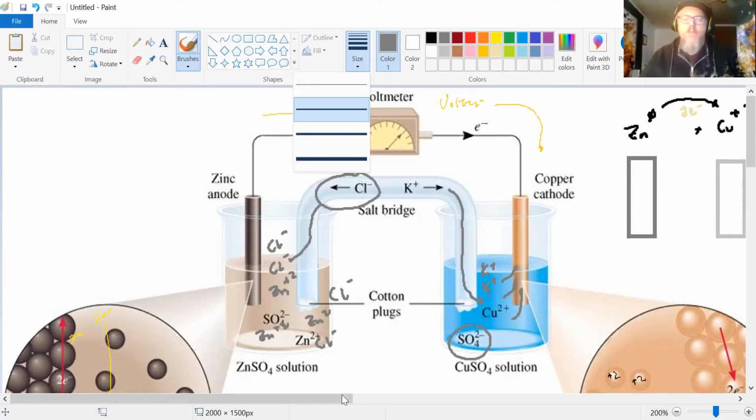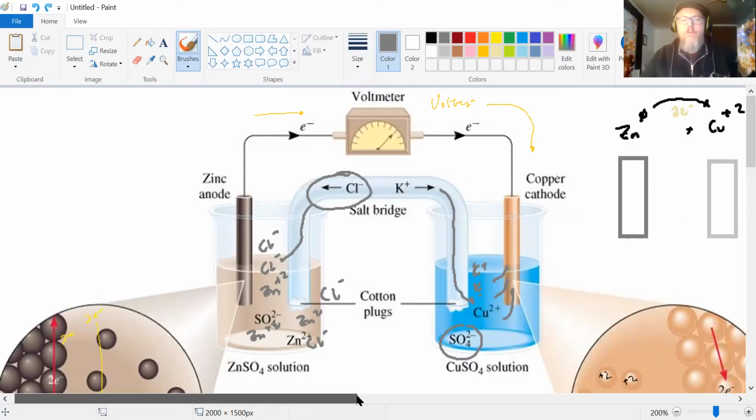Does this make a little more sense? I know you guys have been doing this stuff, and you're kind of like, well, what good is this? Obviously, this is how batteries are made, okay?